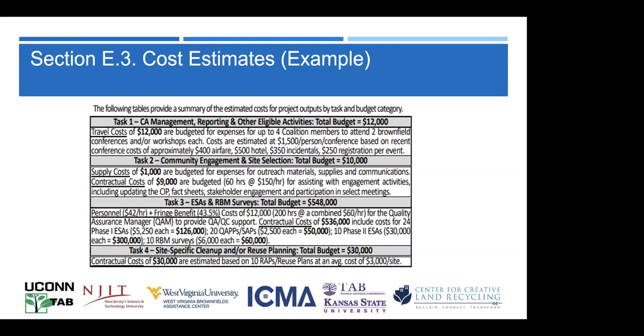So if you take travel costs, $12,000, okay, for 4 coalition members to attend 2 Brownfield conferences, right? They're estimated at this per person, remember that cost per unit, right? Based on recent conference costs. Great. That's where their source is coming from, right? Approximately for airfare, hotel, incidentals, registry, right? They're breaking it down, and they've done it in 3 lines.